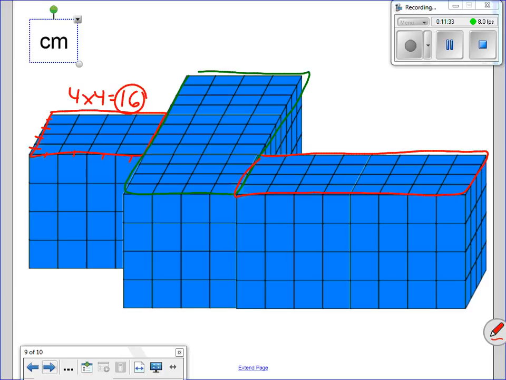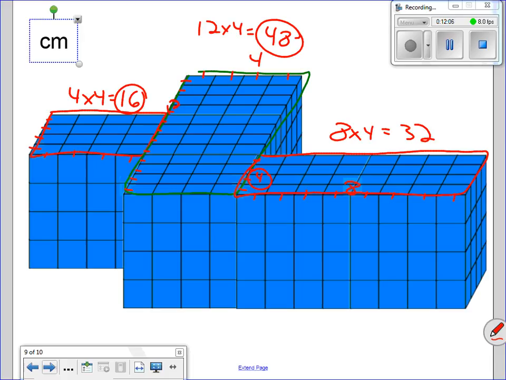Okay. This right here is 4. Then it's 1, 2, 3, 4, 5, 6, 7, 8, 9, 10, 11, 12. So my length is 12. So this would be 12 times 4, which equals 48. Then over here I have a 4, and 1, 2, 3, 4, 5, 6, 7, 8. And I have an 8 times 4, which is a 32.